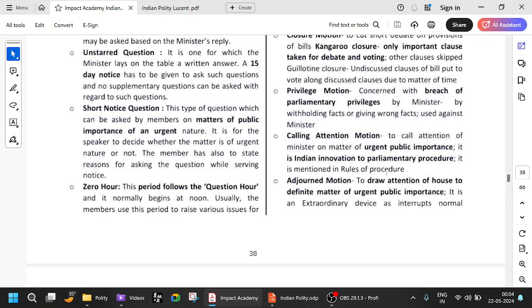Okay, so zero hour is not mentioned anywhere. Calling attention is mentioned. So you can pass this calling attention motion to bring the attention of the minister to a matter of urgent public importance. Suppose there is something happening in the education sector.